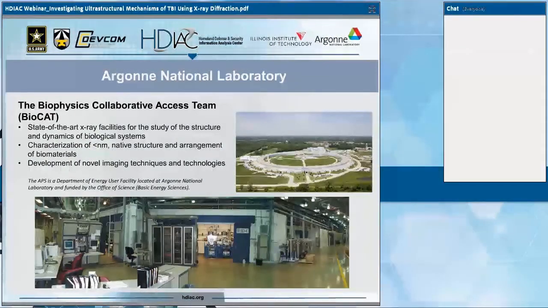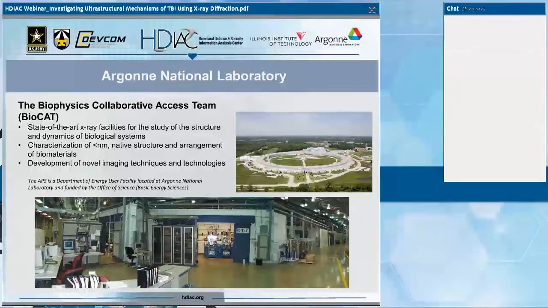Joseph is, in addition to being a professor at the Illinois Institute of Technology, also the associate director at a facility called BioCat, which is actually the leading research facility in North America for biological fiber diffraction. It's one of the sectors located at the Advanced Photon Source at Argonne National Laboratory outside of Chicago. The Advanced Photon Source is a synchrotron, or a type of electron accelerator, which produces intense X-rays that can be used to study all kinds of materials.